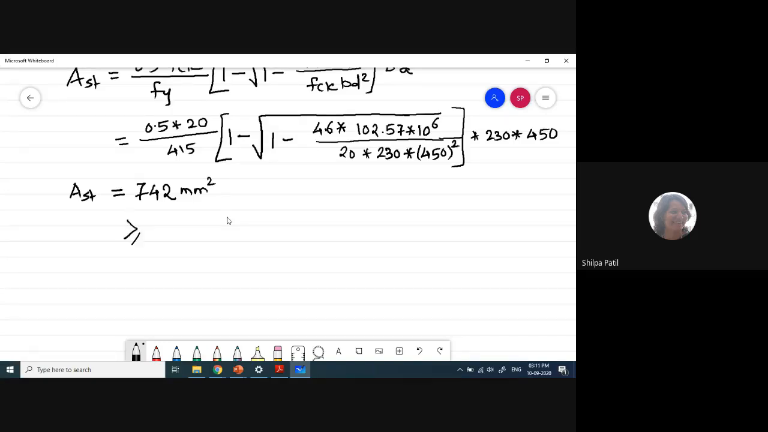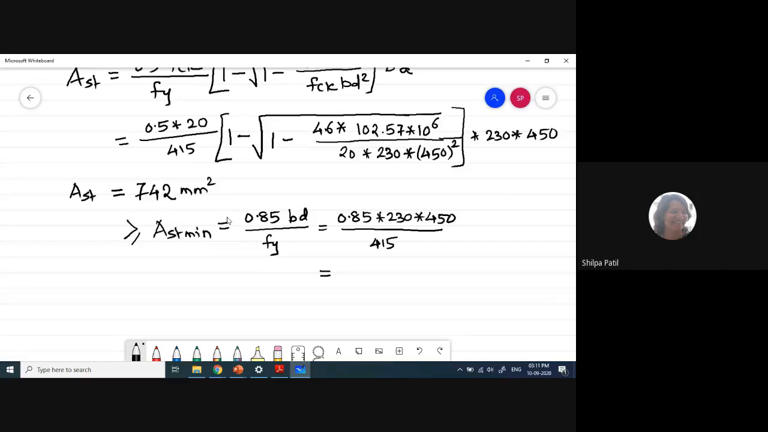So AST minimum value, what is the formula? AST minimum, tell me the formula. 0.85 BD upon FY. Okay. So let us put the values. 0.85 into B is 230, into D is 450, divided by FY is 415. Okay. So tell me the value.